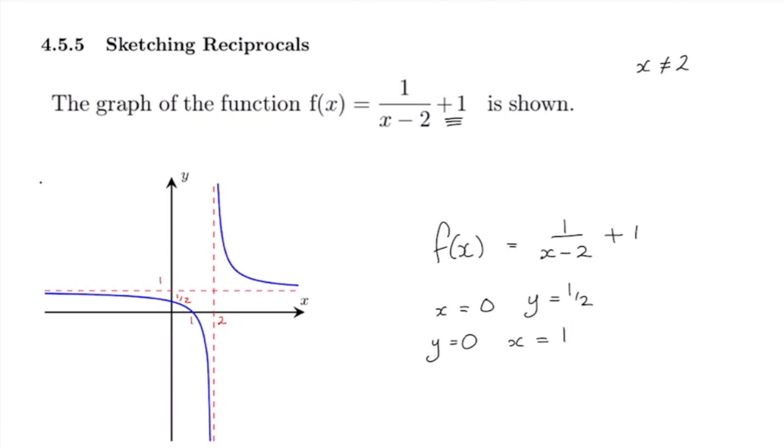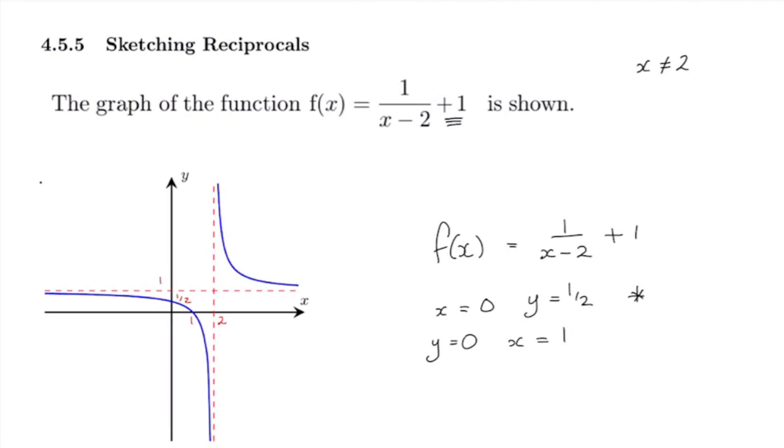We can also find out where this graph crosses the x and y-axis. We'll look first of all for the y-intercept. That's when x equals 0. And of course, if you put x equals 0 into the function, you get y equals a half. That's why there's a half marked on the sketch. And if you set y equal to 0, which is the same as f of x, and you solve it, you'll get that x equals 1. So that's what my basic graph looks like.